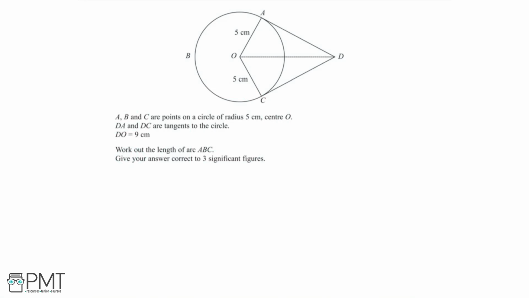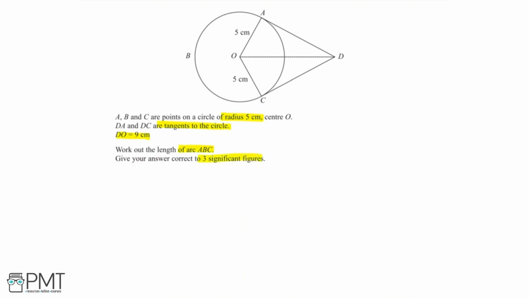In this question, we're told that A, B and C are points on a circle of radius 5 cm and centre O. DA and DC are tangents to the circle, and DO is equal to 9 cm. We need to work out the length of arc ABC, giving our answer correct to 3 significant figures.